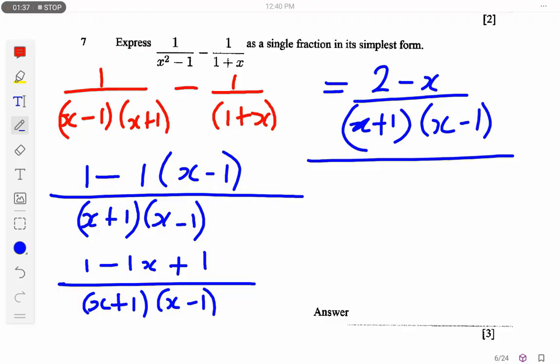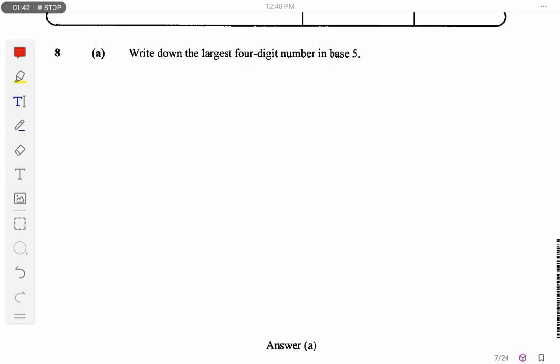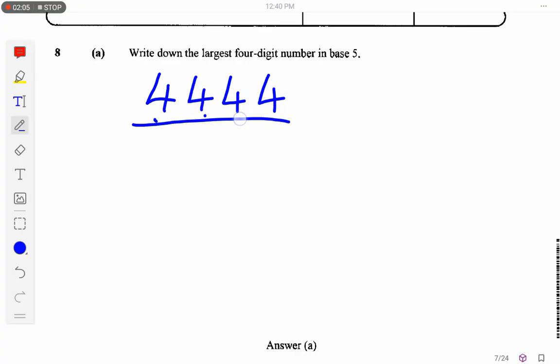Let's move on to the next question. Write down the largest 4-digit number in base 5. Basically, the largest digit that we can have in any base is its base minus 1. We cannot have 5 because that's the base. So we have 4, 4, 4, 4. These are the 4 digits: 1, 2, 3, 4 digits. And we say base 5 there, like that. Let's move on to the next question.